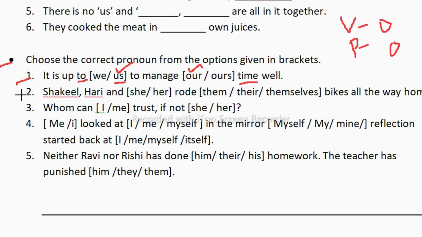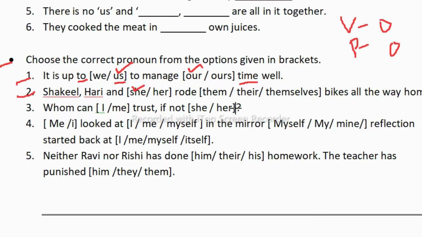Now let's read the second one. Shakil, Harry and dash rode. So what can we tick here? She or her? As I told you, after verb objects will follow. So this her is the object. Here we cannot find any verb. We are talking about all the subjects here, Shakil, Harry, which are the subjects. So we have to choose the subject here. So she is a subject. Shakil, Harry, and she rode.